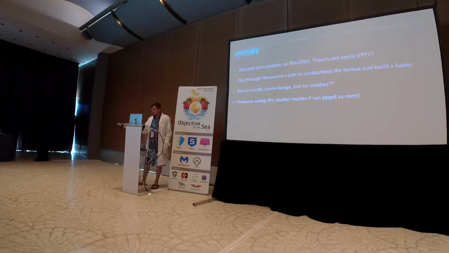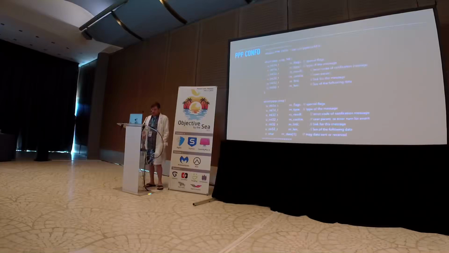Looking around, I discovered there was a Unix socket in /var/run called PTP config-d. It was 777, world readable, writable, executable. So let's see what can be done. This is the basic header format for the packets going over the Unix socket.